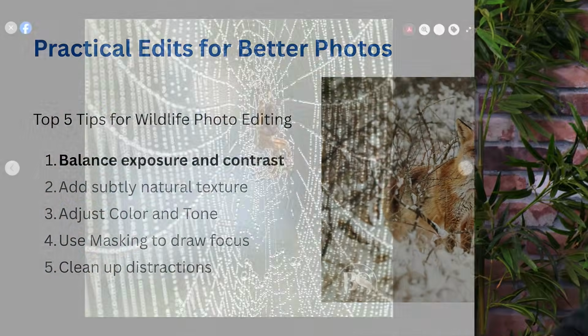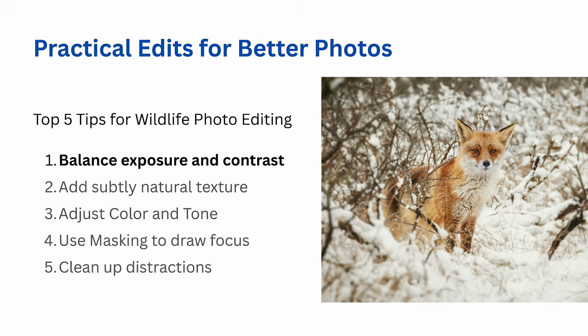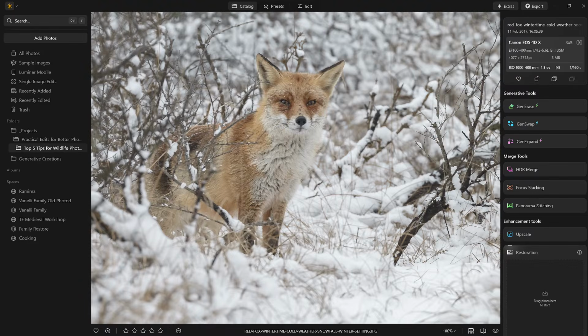Let's explore how to edit wildlife photos. Now, there are going to be 5 tips that we're going to talk about. The first one is how we're going to balance exposure and contrast. Then we're going to add just a subtle, natural texture to the scene. And adjust color and tone. Then I'm going to show you throughout the exercise how we're going to use masking to draw focus to our subject. In this case, it's going to be this fox. And then last, we'll finish off with cleaning up any distractions in the scene. All right, so those are going to be the 5 tips.